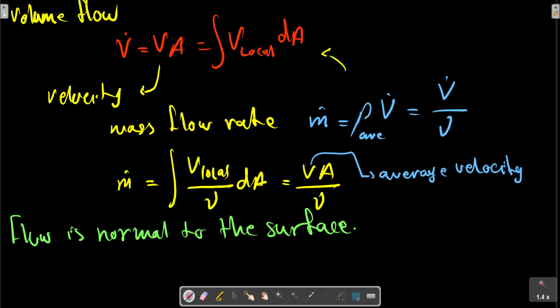The next section is the first law of thermodynamics for a control volume.